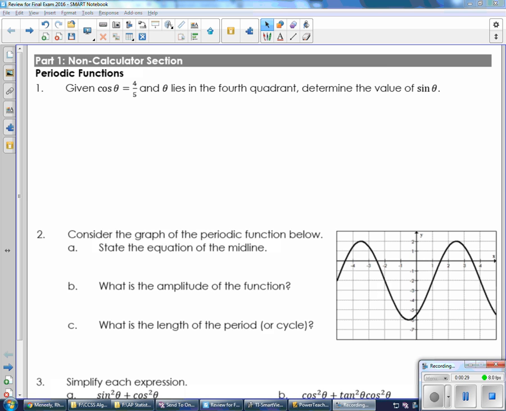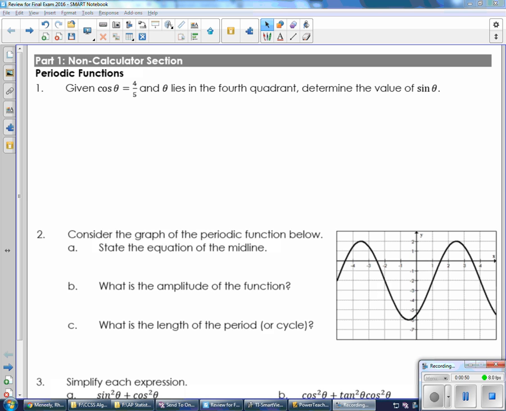The first section is the non-calculator section, and then we have another calculator section as well. I've tried to divvy up the review guide to follow along with which questions on the exam are calculator based and which are not. So everything in the first part of the review guide are things that you're going to have to do without a calculator. So make sure that you understand how to set these problems up and solve them without a calculator.